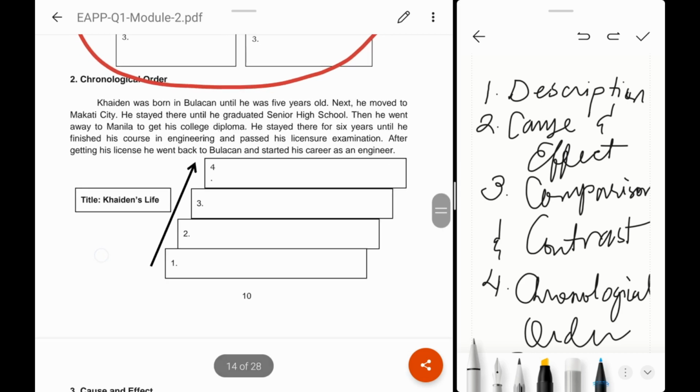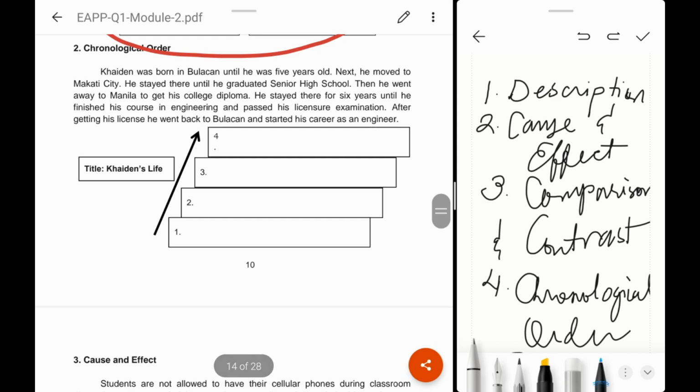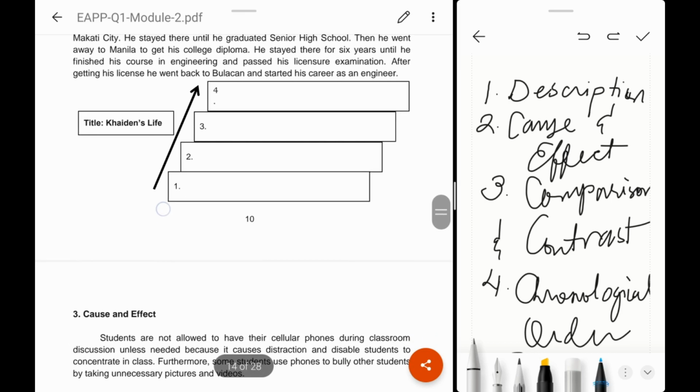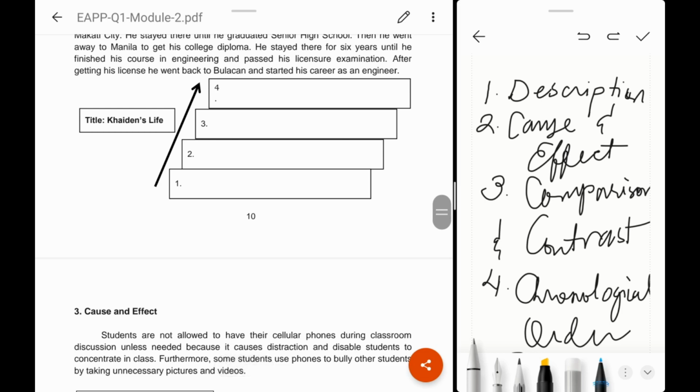So just read the paragraph here about the life of Caden, and then you just have to fill out these boxes, 1 as the first event, and then 4 as the last event. So you just have to put in that timeline how the life of Caden went on. Okay? So paano ba nabuhay si Caden? So simulan nyo dito sa 1 hanggang dun sa may 4. Okay? So parang gagawa lang kayo ng timeline ng buhay ni Caden.